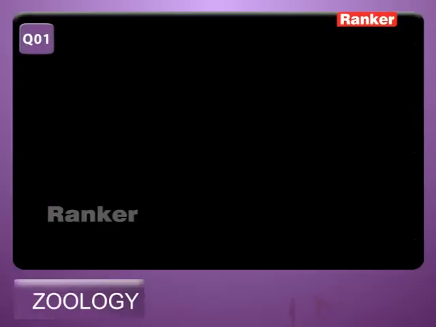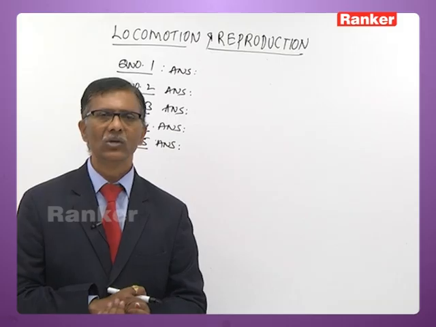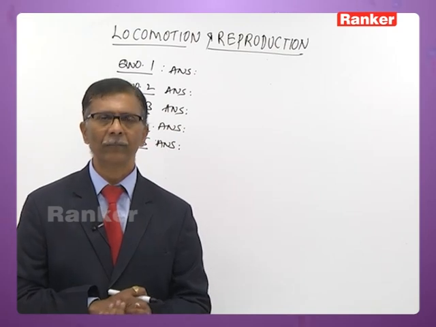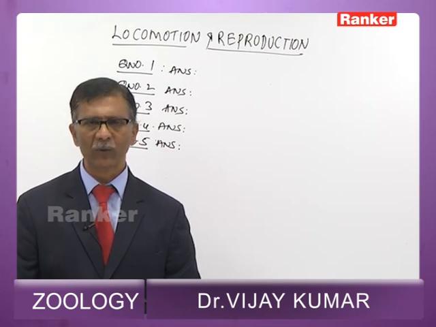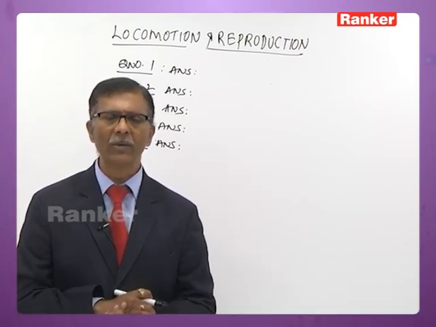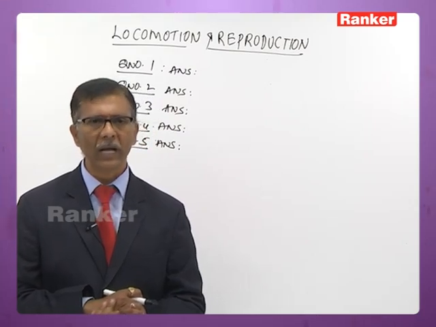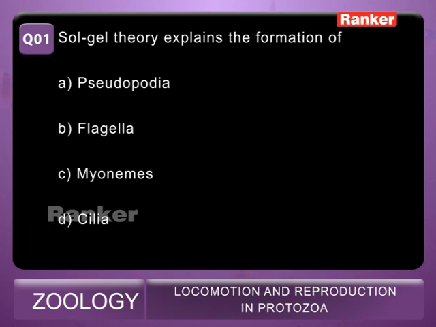The first question here now, Coil theory explains the formation of A. Pseudopodia, B. Flagella, C. Myonemes, D. Cilia. Coil theory was put forth by Hyman, later on supported by Mast and Pantin. That tells us about formation of pseudopodia and movement in organisms with the help of pseudopodia. So first question answer is A.